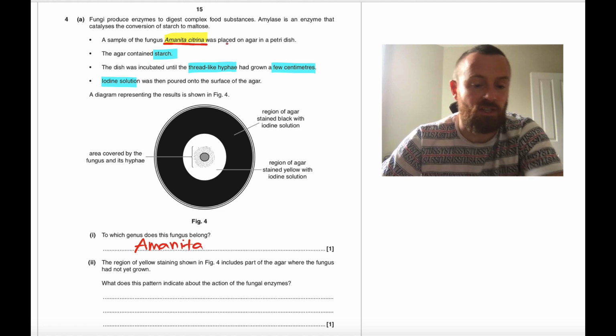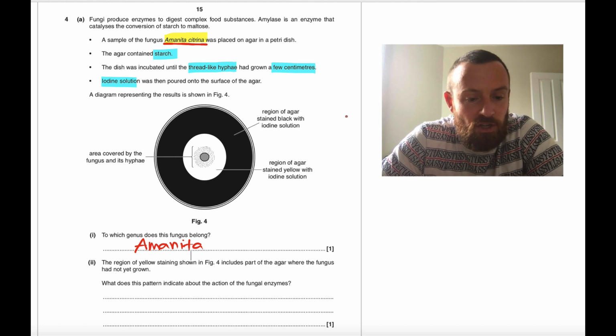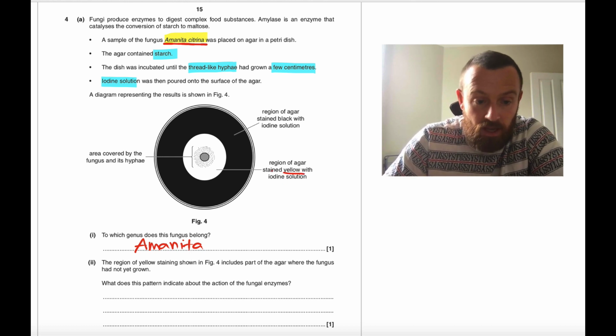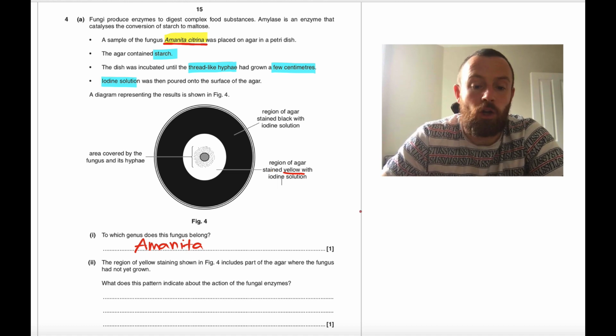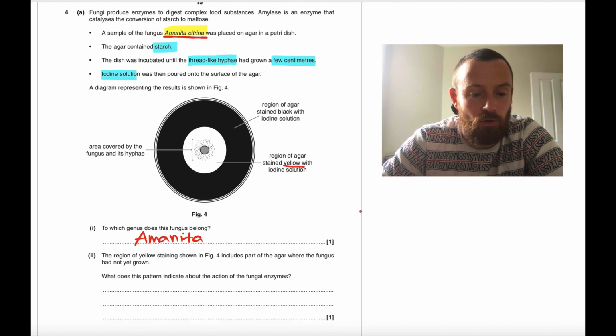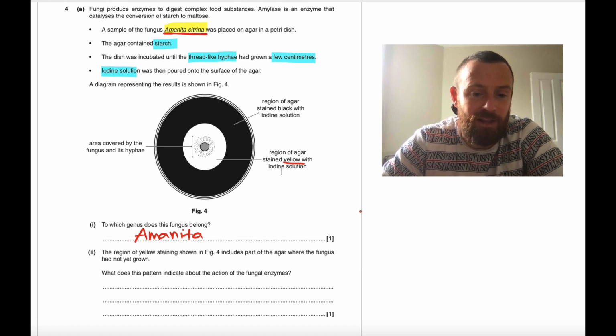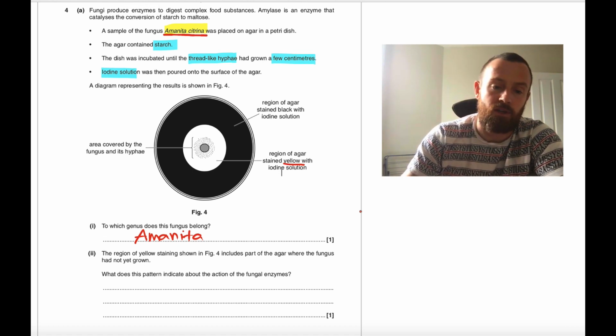And the species is Citrina. The region of yellow staining, so that's this bit, in figure 5.4 includes part of the agar where the fungus had not grown yet. What does this pattern indicate about the action of the fungal enzymes? All right, so what's going on here?